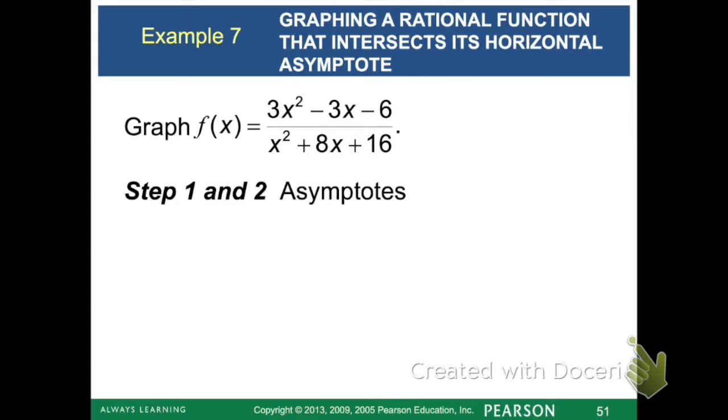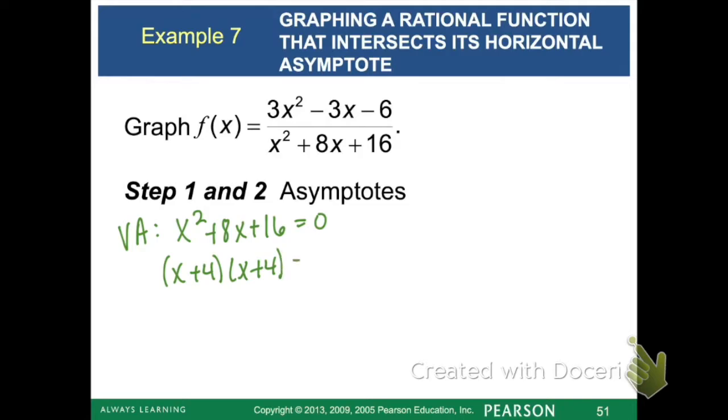Example 7. We're going to start by finding our asymptotes. My vertical asymptotes, I'm setting my denominator equal to 0. I'm going to have to factor, since it's a quadratic. The two numbers that multiply to 16 and add to 8 are 4 and 4. We get a vertical asymptote of x equals negative 4.